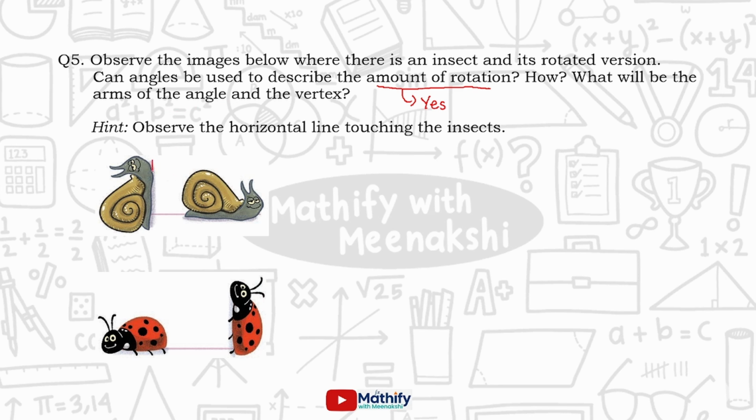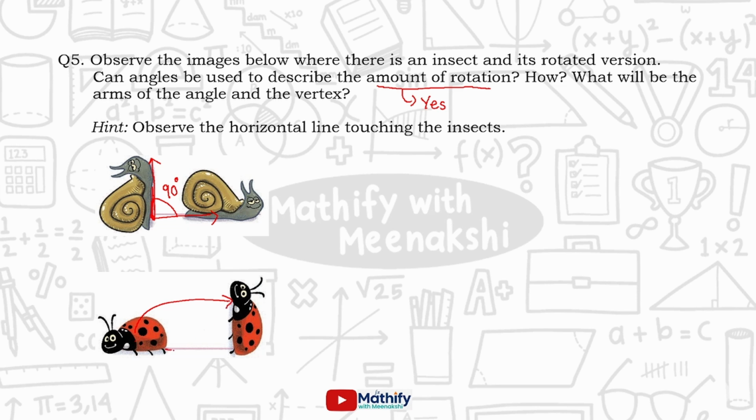If you see carefully, first the insect is like this, and then it's like this. So these are the two arms of the angle. This one is the horizontal line and this one is the vertical line. And if you move it clockwise, you will get this figure. But what is this angle? This is 90 degrees.